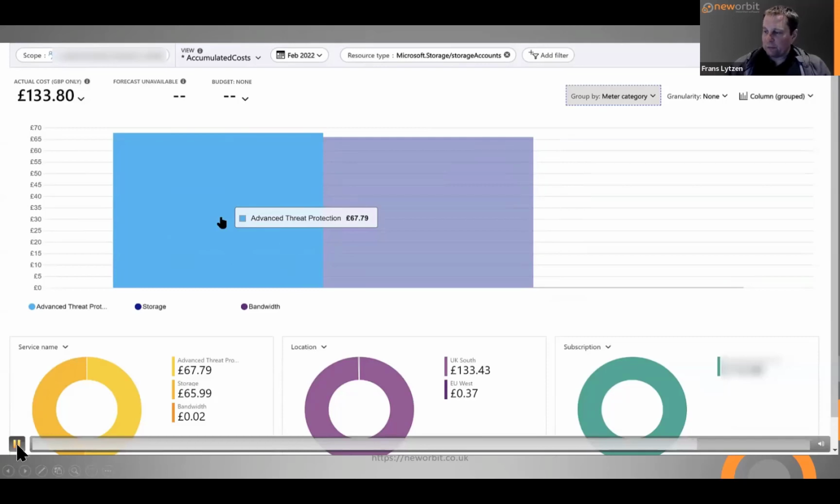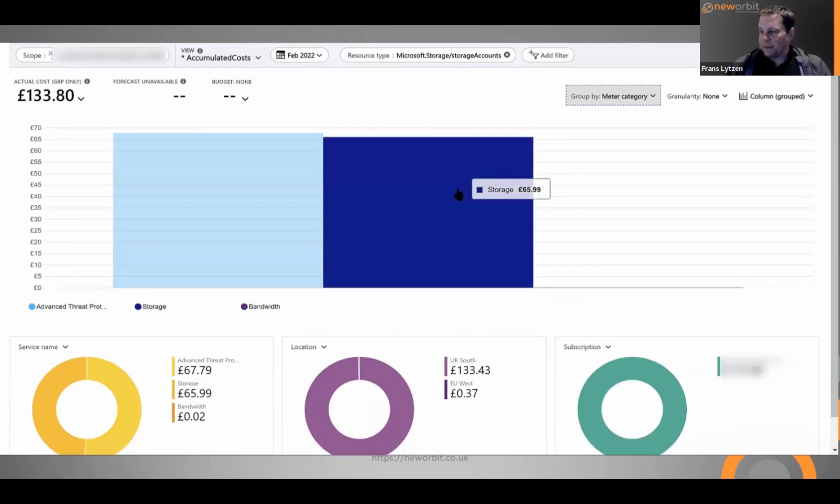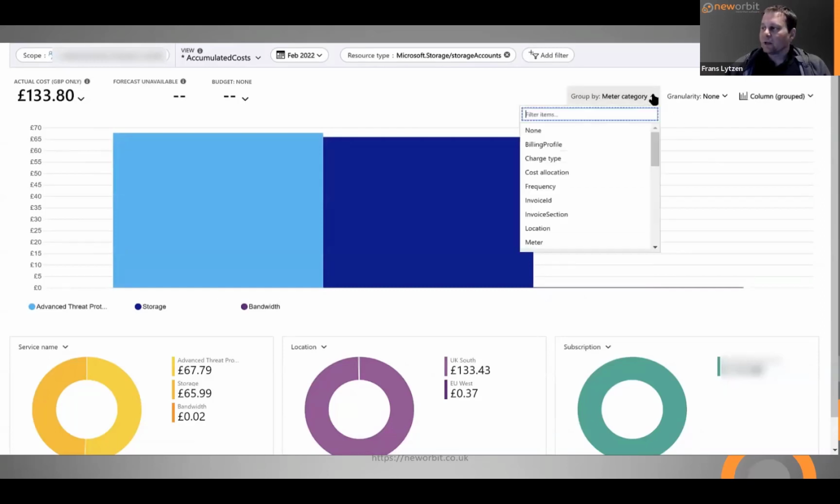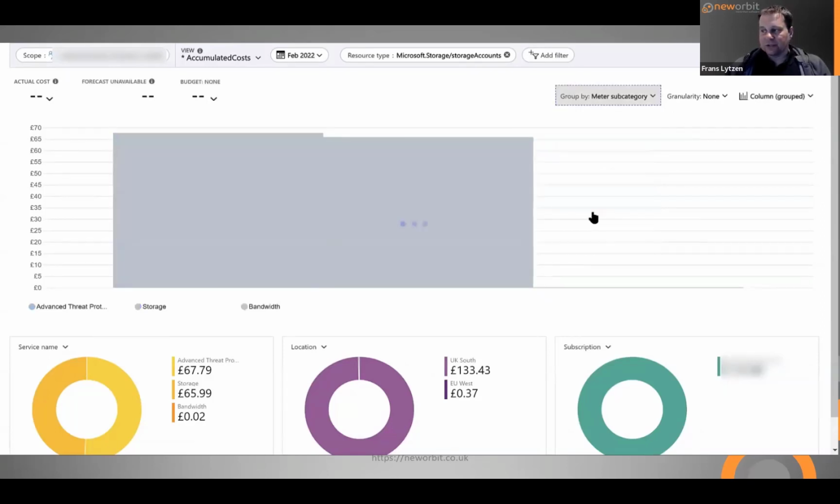And you can also tell that they are paying essentially nothing for bandwidth, which again, people often worry about how much they're paying for bandwidth, but it's usually nothing, but this can confirm it. And then finally, I go and just look at the meter subcategory.